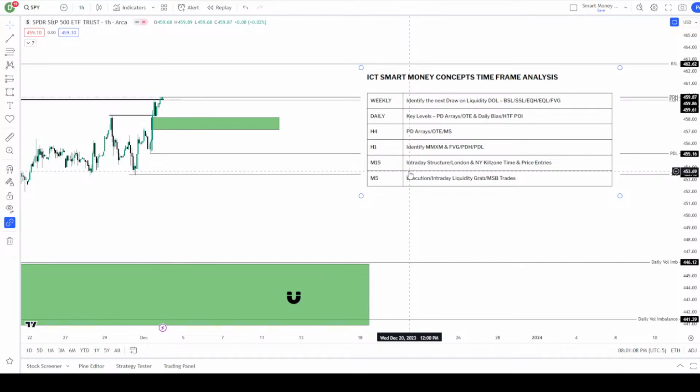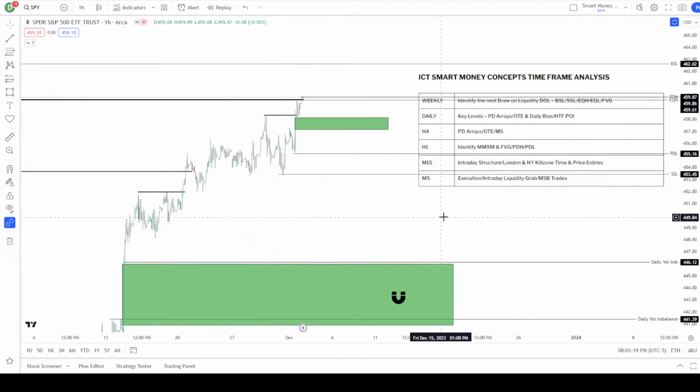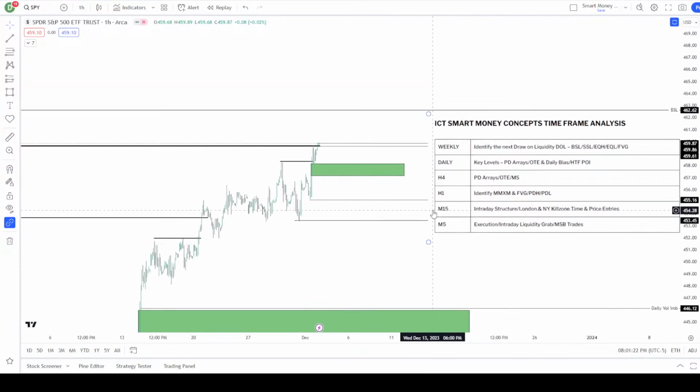So let's look. We're on the 1 hour. We can't identify a market maker buy or sell model right now. Our fair value gaps of interest are this small one here, this big one here, and then we've got our previous day high and low. The last thing I'm going to do is look at the 15-minute chart.